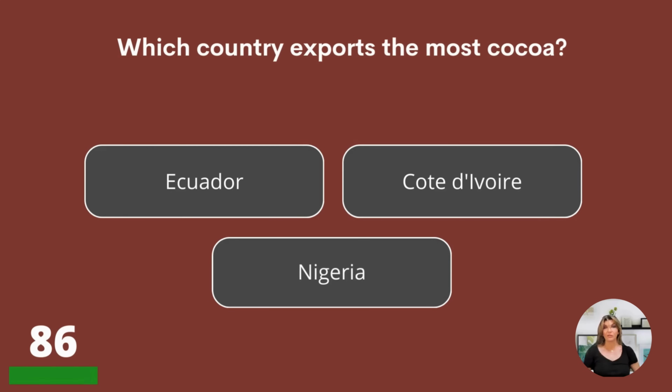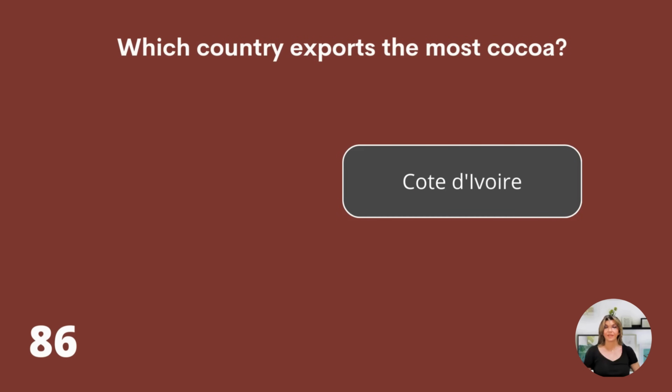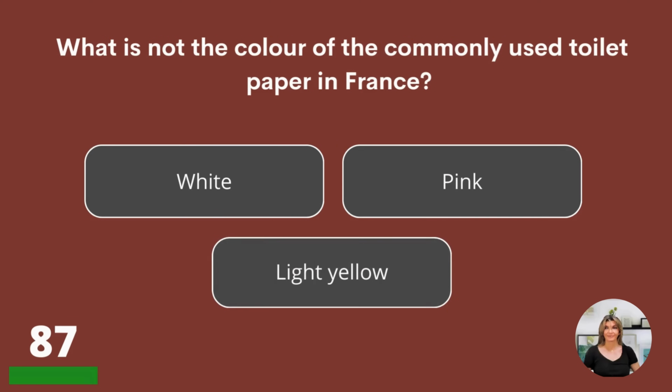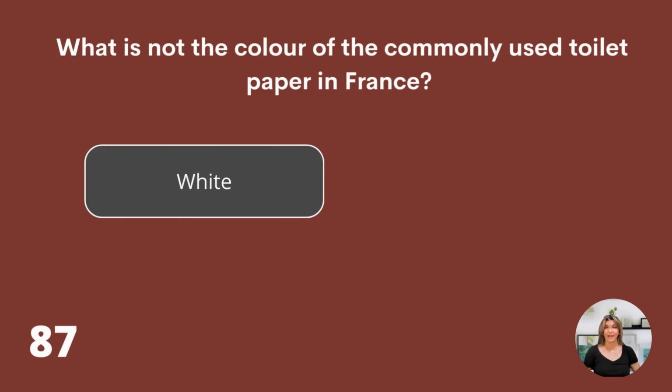Which country exports the most cocoa? Ecuador, Cote d'Ivoire, or Nigeria? Cote d'Ivoire. What is not the color of the commonly used toilet paper in France? White, pink, or light yellow? What is not the color of the commonly used toilet paper? White.